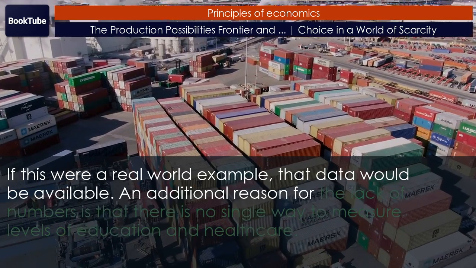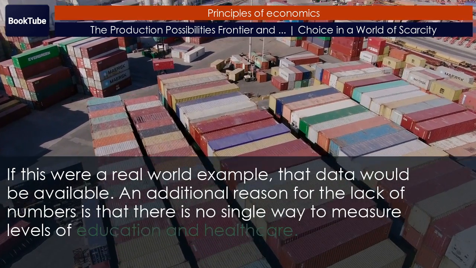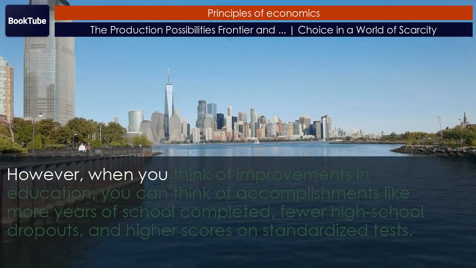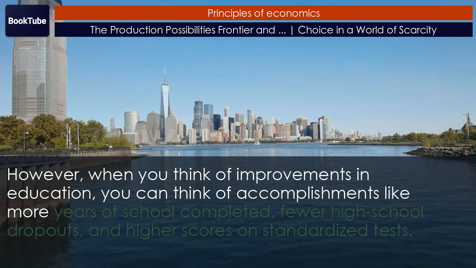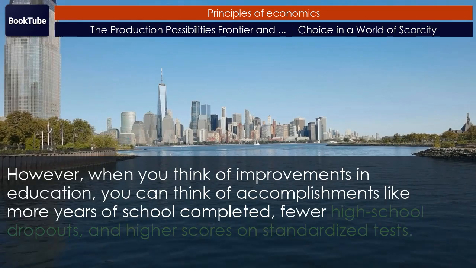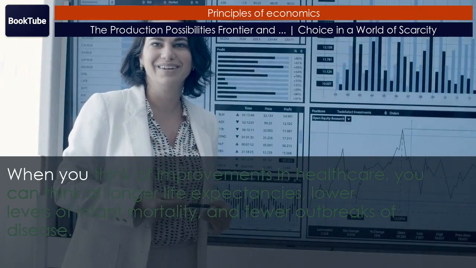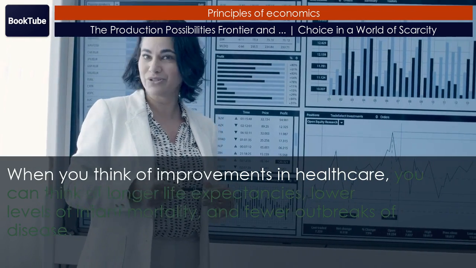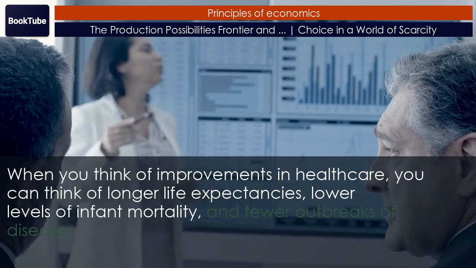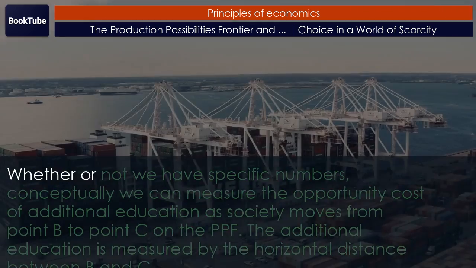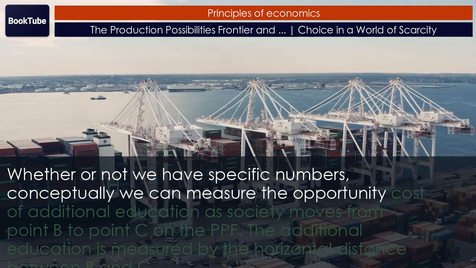An additional reason for the lack of numbers is that there is no single way to measure levels of education and healthcare. However, when you think of improvements in education, you can think of accomplishments like more years of school completed, fewer high school dropouts, and higher scores on standardized tests. When you think of improvements in healthcare, you can think of longer life expectancies, lower levels of infant mortality, and fewer outbreaks of disease.